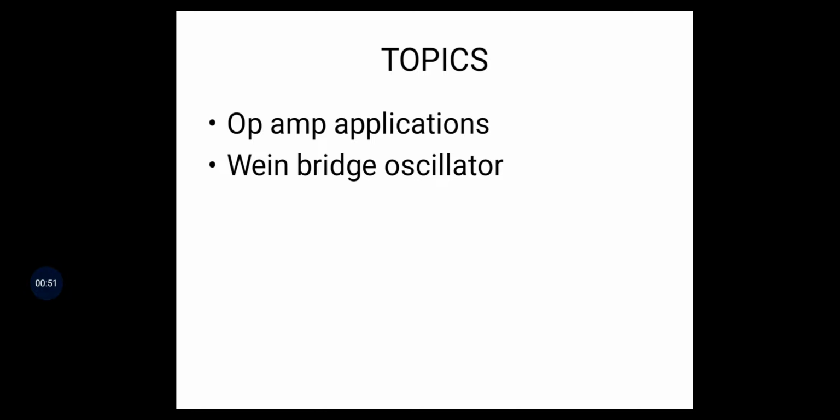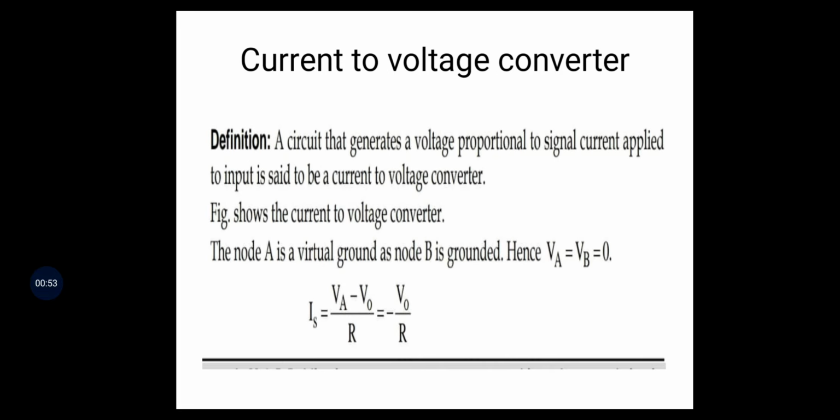In this lecture, we are discussing about current to voltage converter. What is meant by current to voltage converter? A circuit that generates a voltage proportional to input signal current applied to input is said to be a current to voltage converter. Here input is current, output is voltage. That's why it is called current to voltage converter.